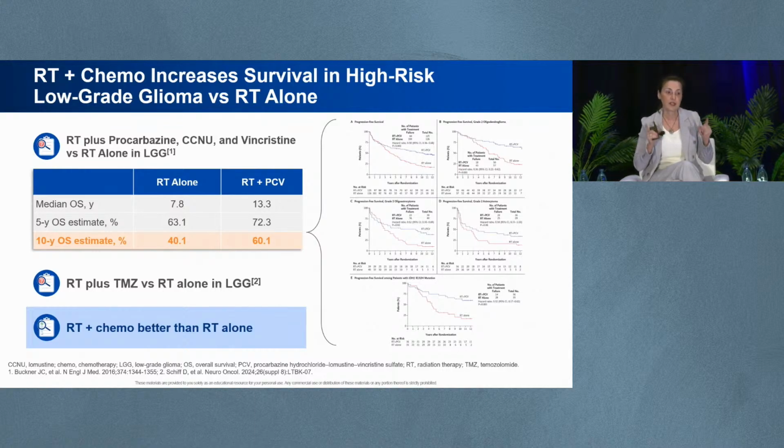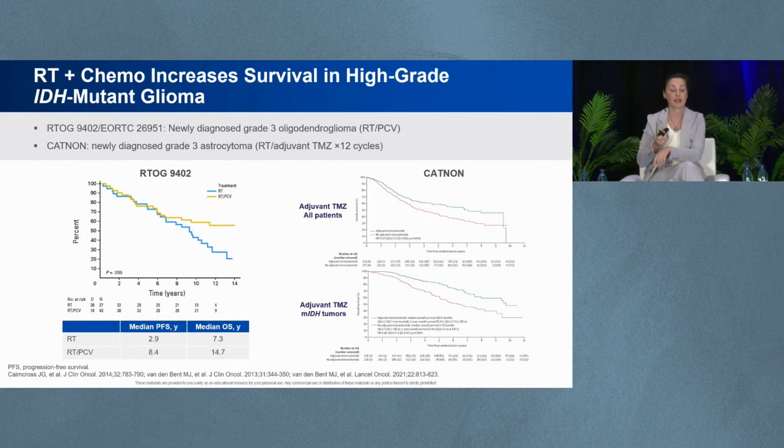I want to say here that our risk definition has evolved since, and this is one of the topics we're going to be discussing later in association with our case presentation. Now, how about grade 3, so high-grade IDH-mutant glioma? There we know that the use of chemotherapy in addition to radiation following surgery, of course, is the standard of care. What type of chemotherapy for oligodendroglioma?